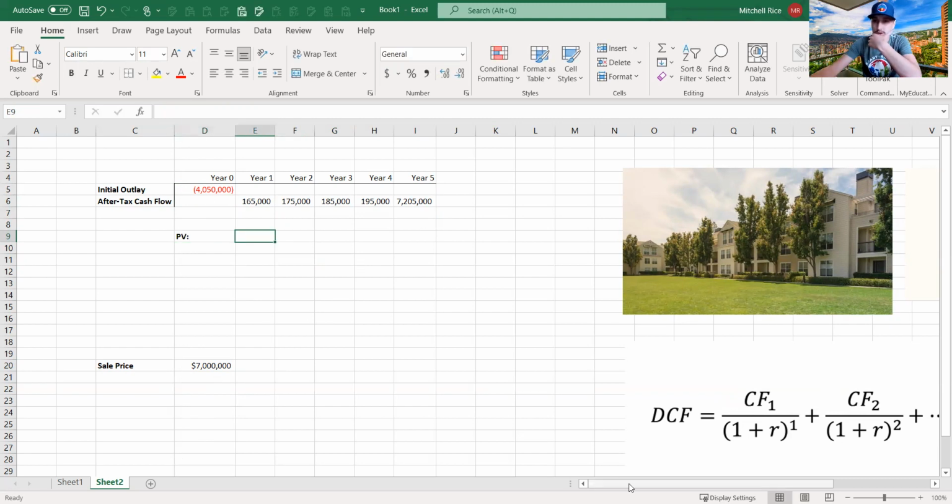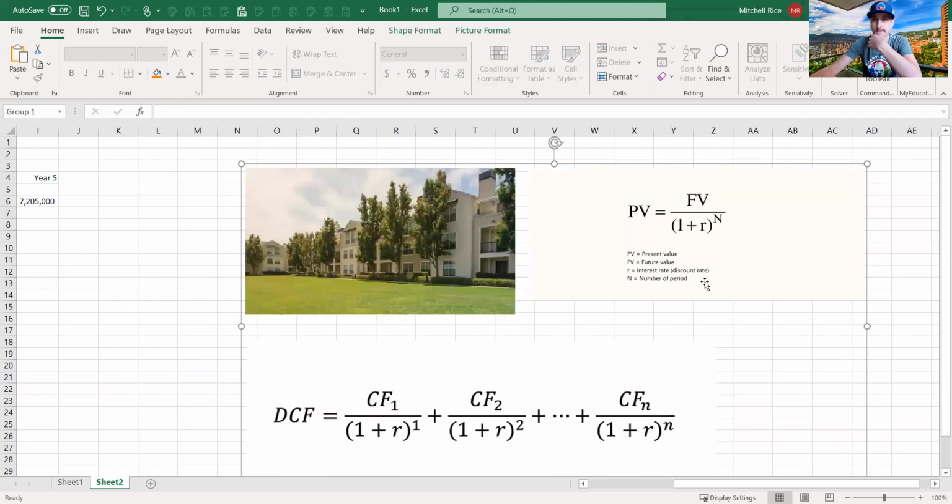So I dropped in some equations here. When we're doing a discounted cash flow analysis, we're using the present value formula. So you're essentially finding a future value. Well, you already have your future value. You're taking your cash flows in all your future years, and then you're going to discount them back at some discount rate. The reason being is because of something called the time value of money.